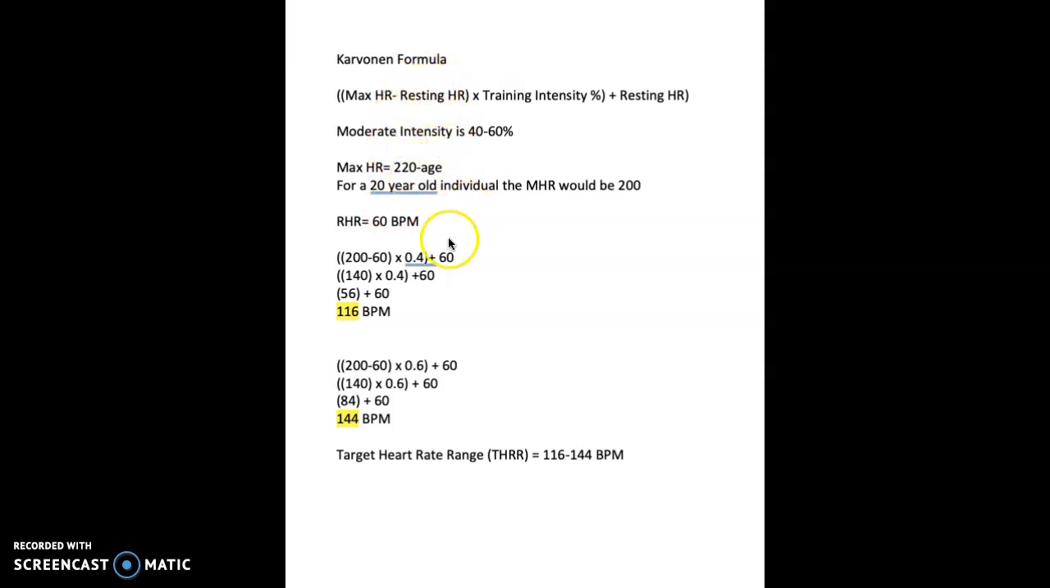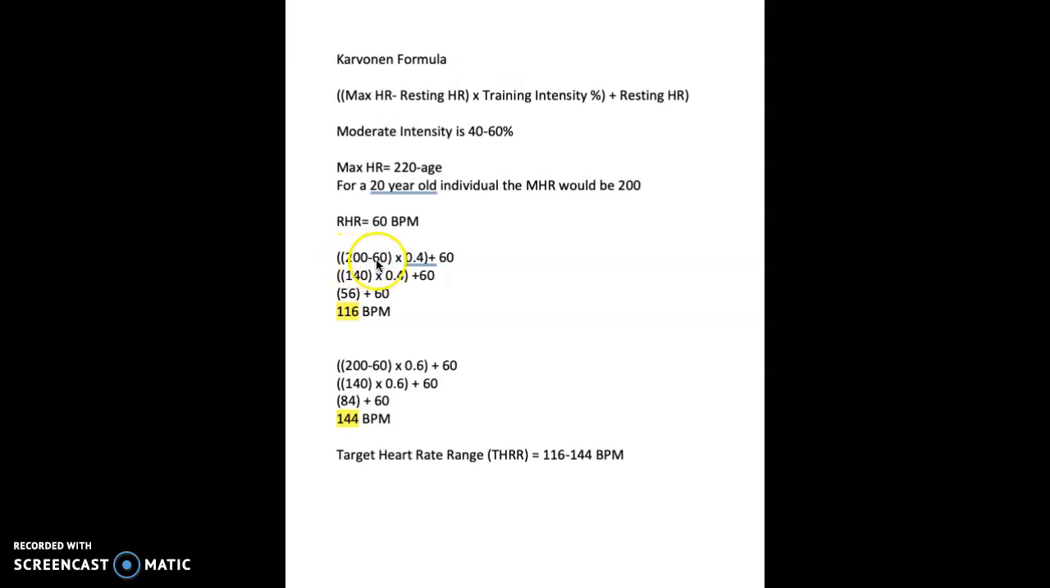So you can see here I've started plugging it in the formula. Max heart rate minus resting heart rate times training intensity. So our training intensity is that moderate intensity range. This is a range, so we're going to do this twice and have two numbers, a low end and a high end of the range. We're going to start with 40%.